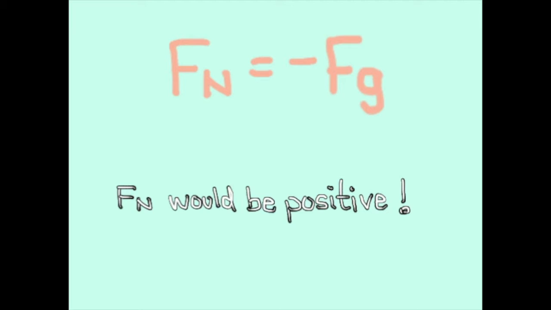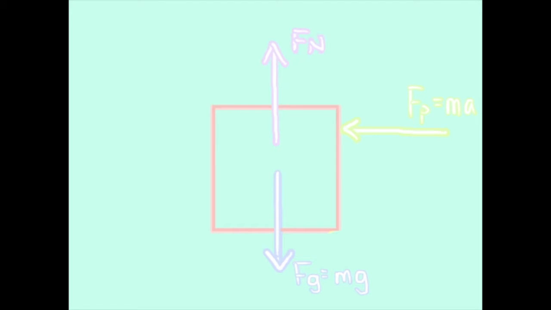Fn will be positive because Fg, or weight, is negative: negative 9.81 times your mass is negative, and then a double negative equals a positive. The next force applied is the push force.